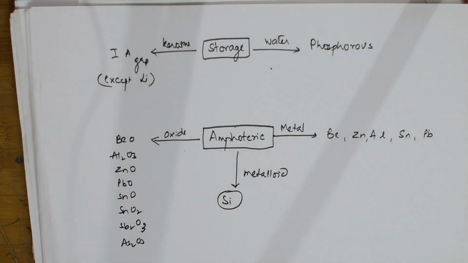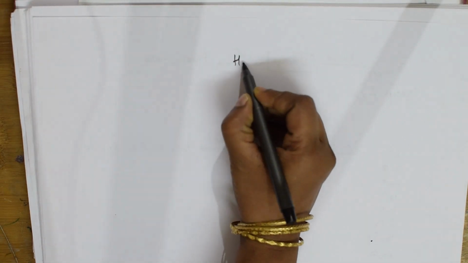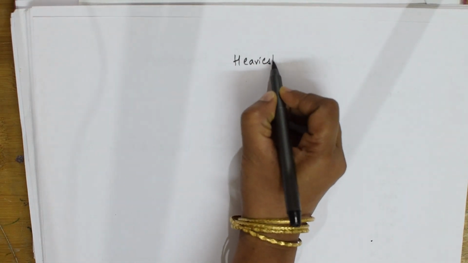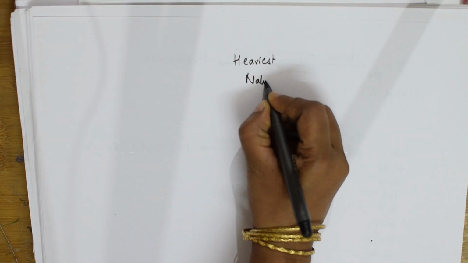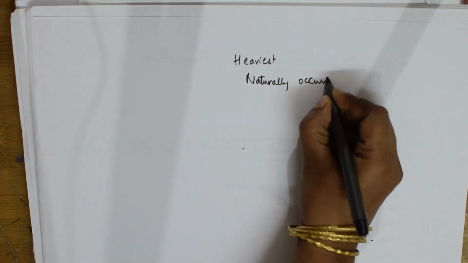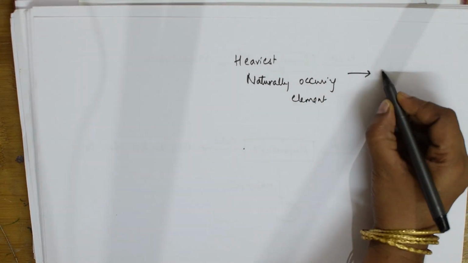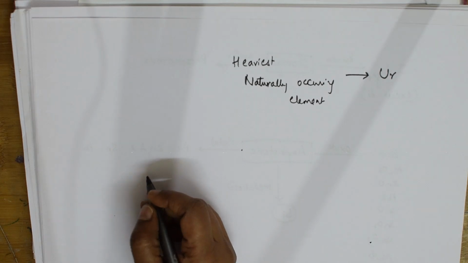What is the smallest period? Before that, let me go with the heaviest and lightest. Suppose, what is the heaviest naturally occurring element available? It is nothing but uranium.